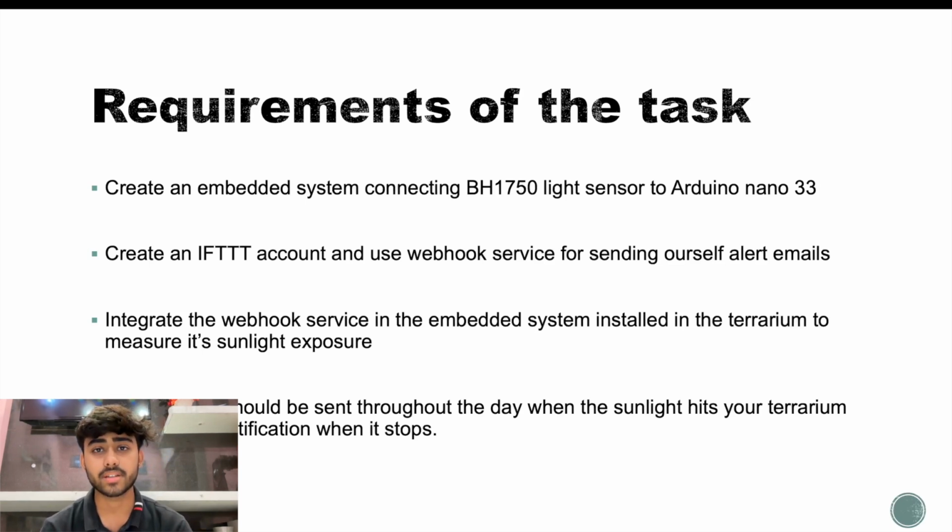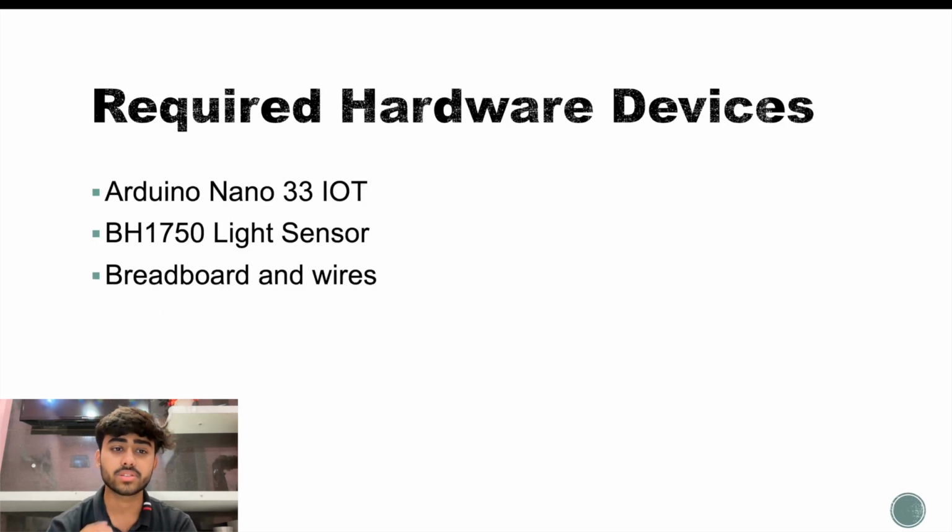So basically there is a terrarium for which the client wants to track the sunlight exposure, and a notification should be sent throughout the day when the sunlight hits the terrarium, and another notification when it stops. So let's move to the required hardware devices. First one is Arduino Nano 33 IoT, second is the BH1750 sensor. As you can see, this is the Arduino Nano and this is the BH1750, and then you need a breadboard and wires.